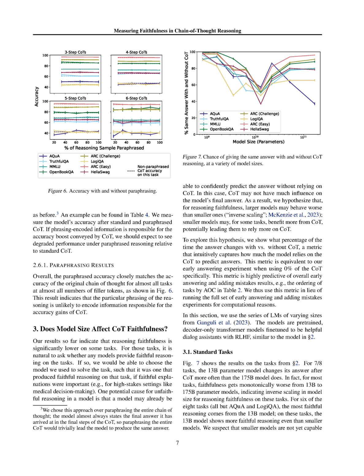Section 2.6.1 Paraphrasing Results. We've found that the accuracy of our paraphrased content aligns closely with the original thought process for nearly all tasks, regardless of the number of filler tokens used. This is clearly demonstrated in our figure. This suggests that the specific wording of the reasoning doesn't hold the key to the accuracy improvements of the chain of thought, COT. We've also been exploring whether the size of the model impacts the faithfulness of the COT.